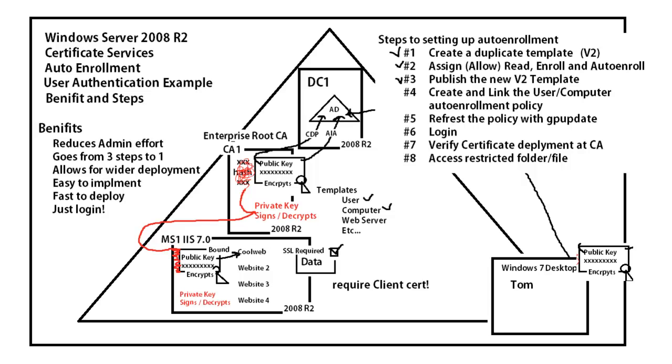So we just completed step number 4. We created and linked the user-based auto-enrollment policy to the OU where the user was. And always keep in mind, if it was a computer policy, we'd have to link it to the OU where the computer is located at. So now number 5, we're going to refresh the policy with GP Update.